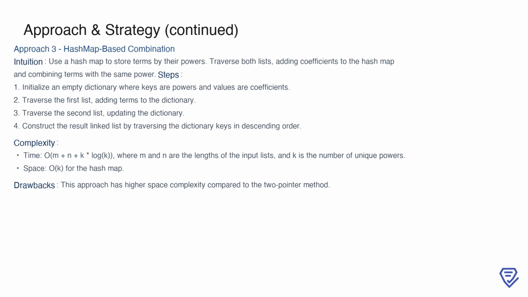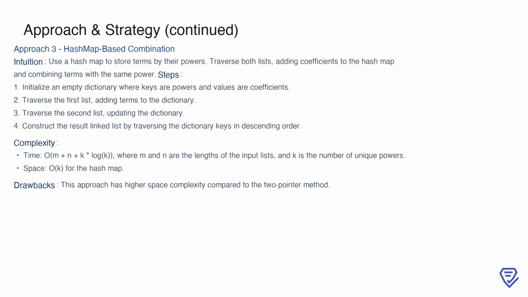Another alternative is a hash map-based approach, which offers a different way to combine terms with the same power. In this method, we use a hash map to store terms, where the keys represent powers and the values represent the corresponding coefficients. First, we traverse the first linked list and add each term to the hash map. Next, we traverse the second list and update the coefficients in the hash map for any matching powers. Once both lists are processed, the hash map contains all the terms, grouped by their powers. To construct the result linked list, we traverse the keys of the hash map in descending order, creating nodes for each term based on the combined coefficients.